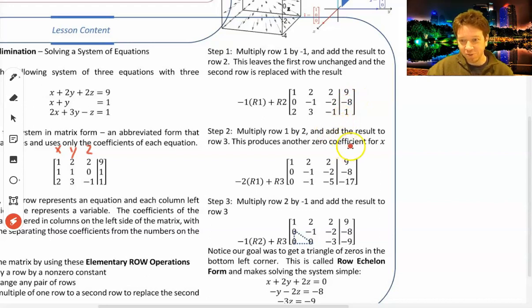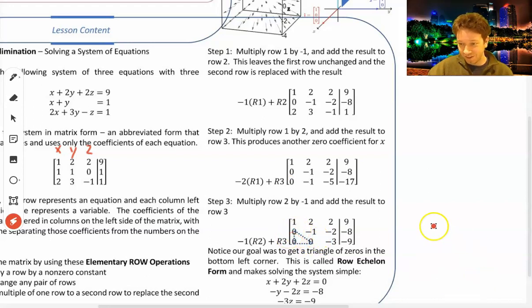And I can keep doing these operations. Now the goal is to get these three numbers to be 0. So notice the next step, my first step was to make this one 0. And then make this one 0. And then make that one 0. So 3 steps. And then you have this.